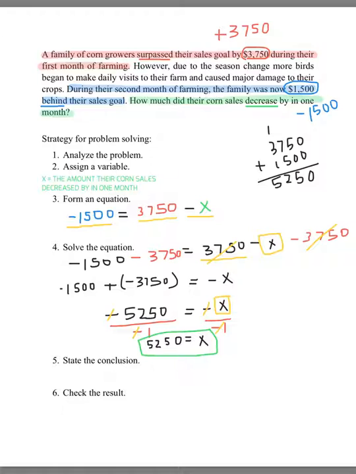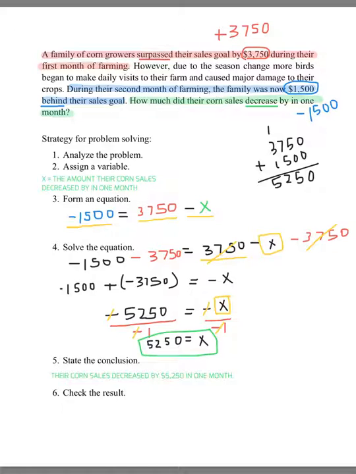So now let us go ahead and state the conclusion clearly now that we have solved for our variable. So since the question was how much did their corn sales decrease by in 1 month, we'll go ahead and state our conclusion as the following. Their corn sales decreased by 5,250 in 1 month.